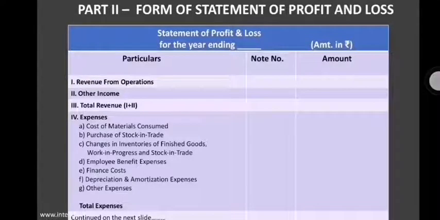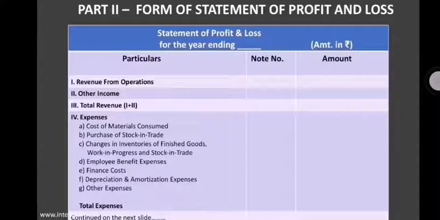Next we come to the statement of profit and loss. In this you will be writing the statement of profit and loss for the year ending, and then the amount in rupees. Remember, children, the contents of the statement of P&L should also be in the same sequence as they are given. You cannot mix them, like you cannot take other income above revenue from operations. You will first take revenue from operations and subsequently the part of other income.